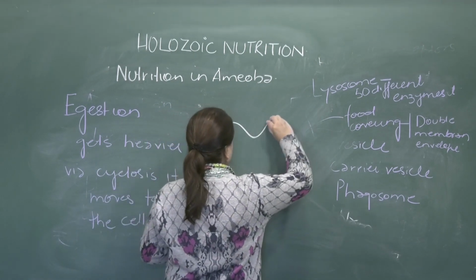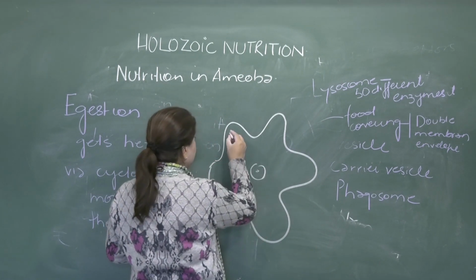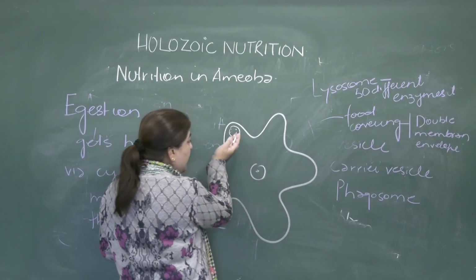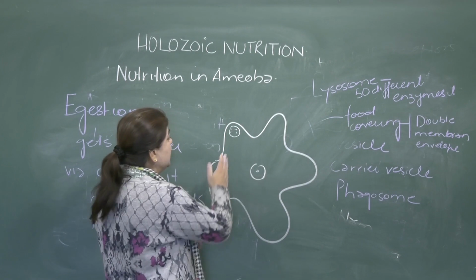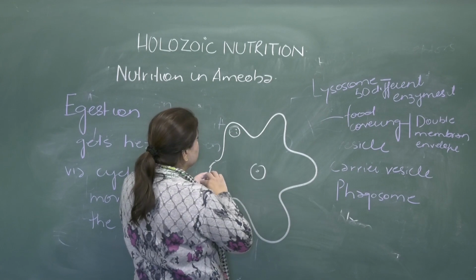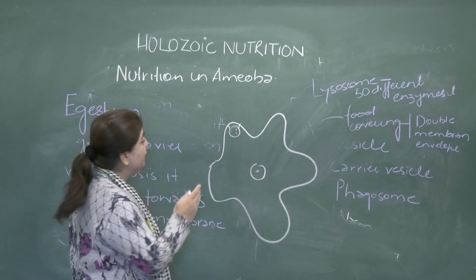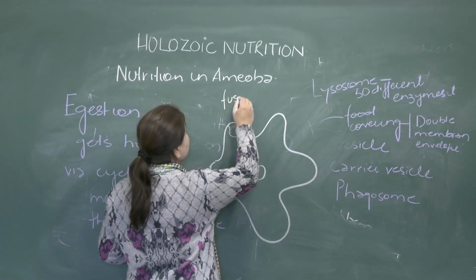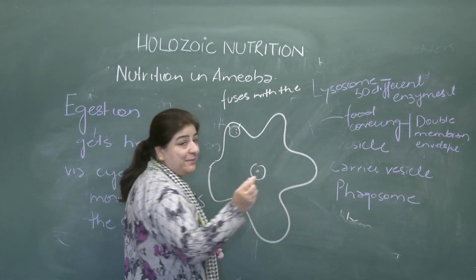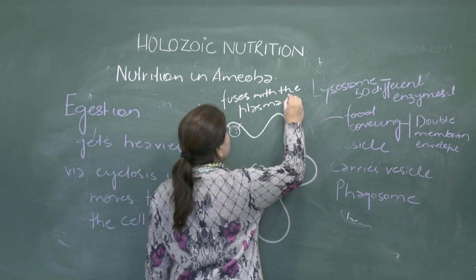Now suppose this is the amoeba and this is the food vacuole which contains undigested food. It first reaches towards the cell membrane. When it reaches the cell membrane, during the process of exocytosis, it fuses with the plasma membrane. Sorry, not cell membrane, plasma membrane. It fuses with the plasma membrane.